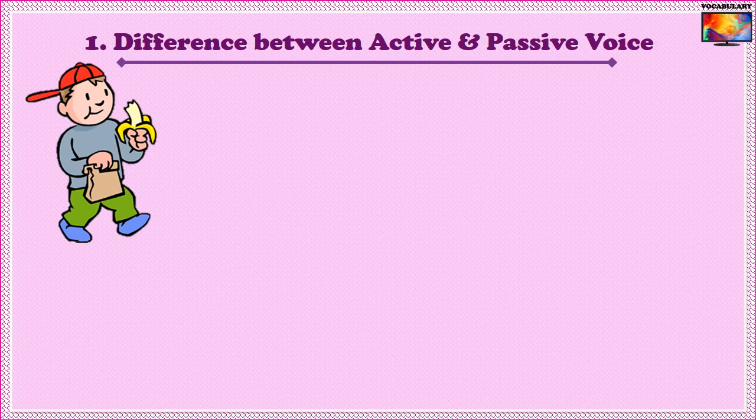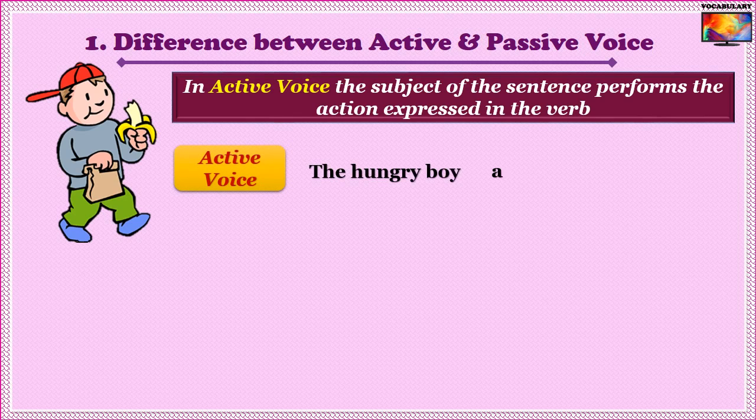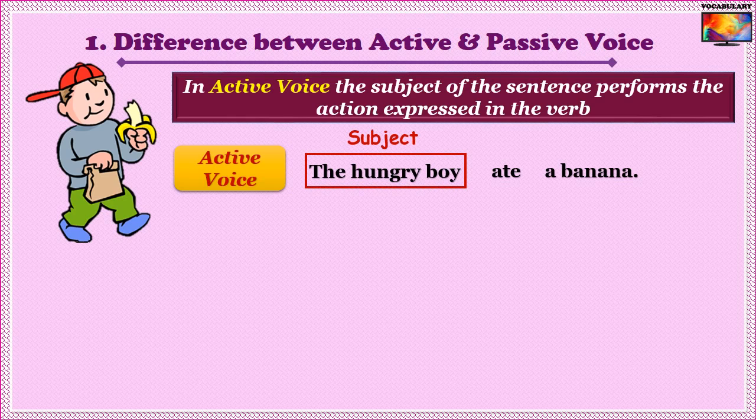Well, in English, sentences can be in active or passive voice. The verbs also take different constructions accordingly. In the active voice, the subject and verb relationship is straightforward. The subject of the sentence performs the action expressed in the verb. For instance, the hungry boy ate a banana. It's clear that the boy, the subject of this sentence, performs the action to eat. A majority of sentences in English are in active voice.